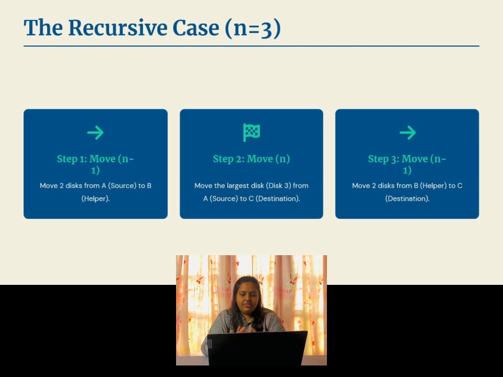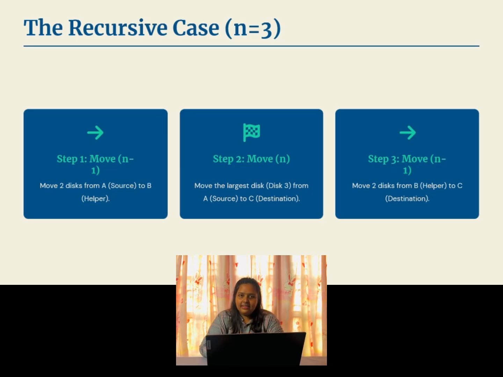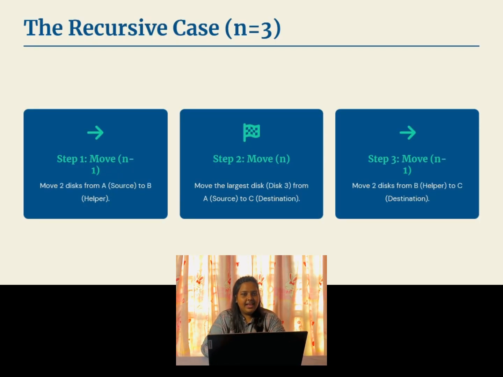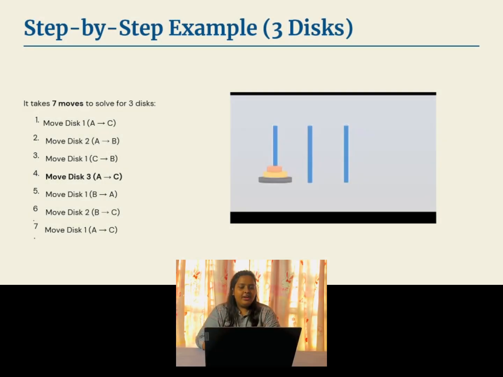Let's say we have 3 discs. To move them from rod A to rod C, move the top 2 discs from A to B using C as a helper. Move the largest disc from A to C. Move the 2 discs from B to C using A as a helper. Notice something? It's the same repeated pattern again. That's the recursion. Okay, let's go through this example step by step with 3 discs.